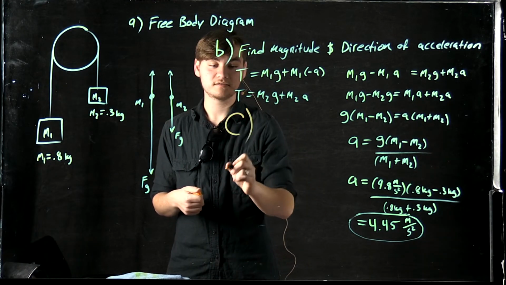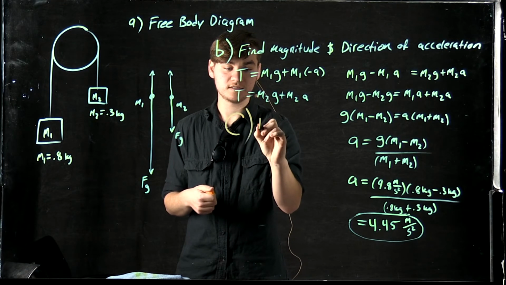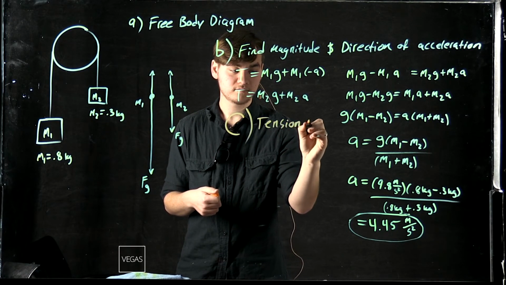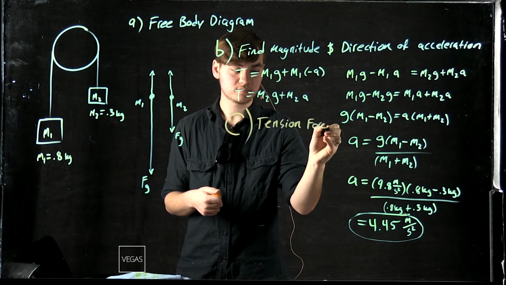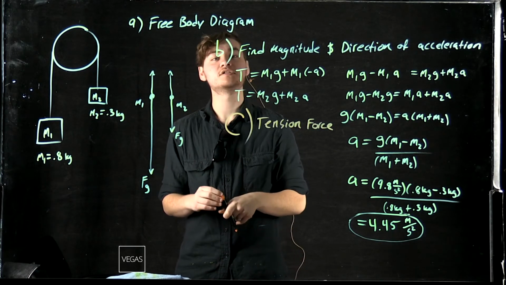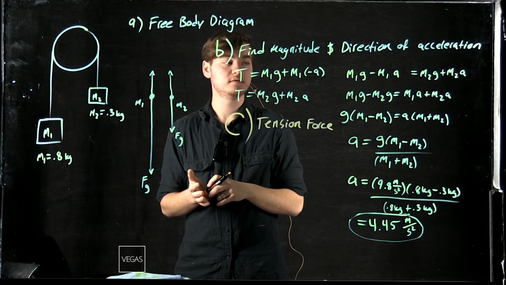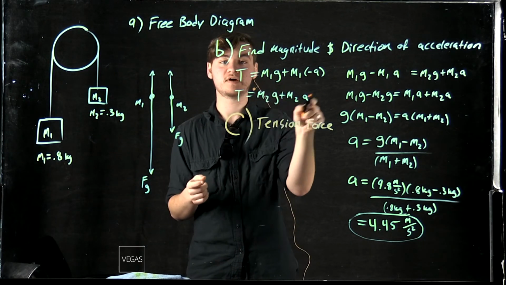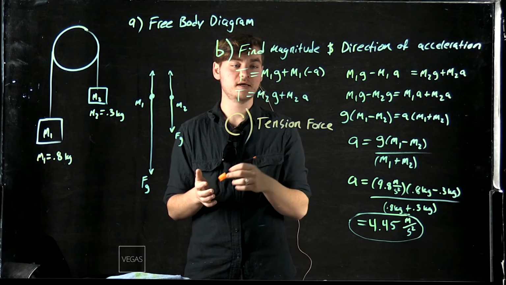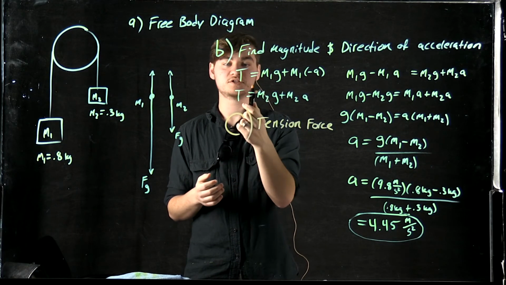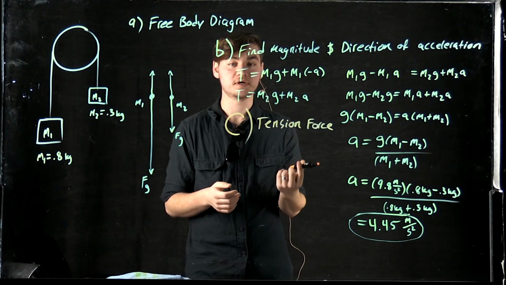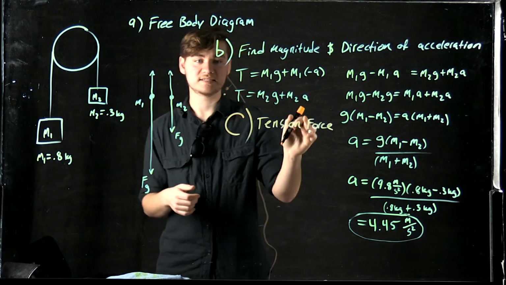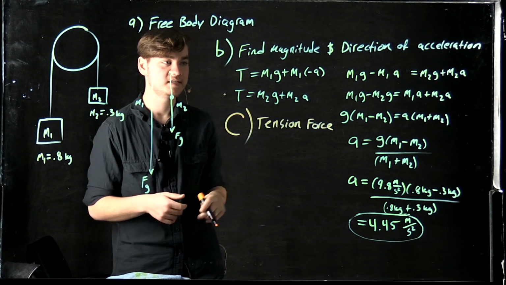Cool. So C is finding the tension force. You're basically just going to plug in values for the different masses into these equations that we started with up here. Because the tension forces are equal, you can do it in either equation. You'll get the same answer. So I'm just going to do it with this one here because it has a positive acceleration, so it'll make things a little bit easier.